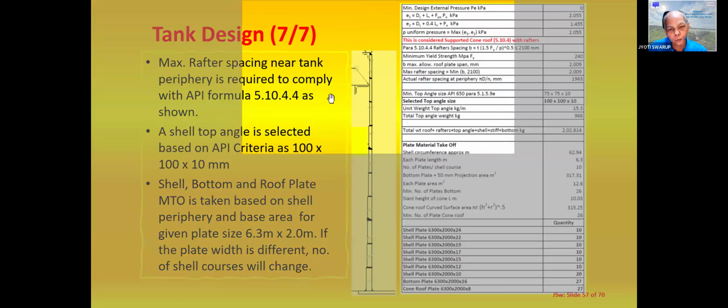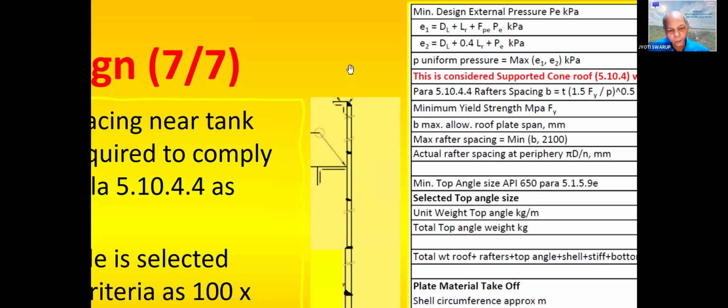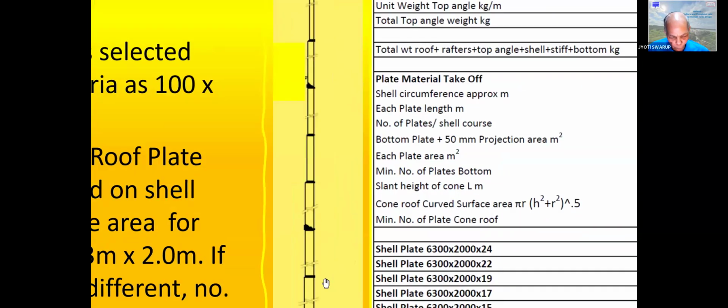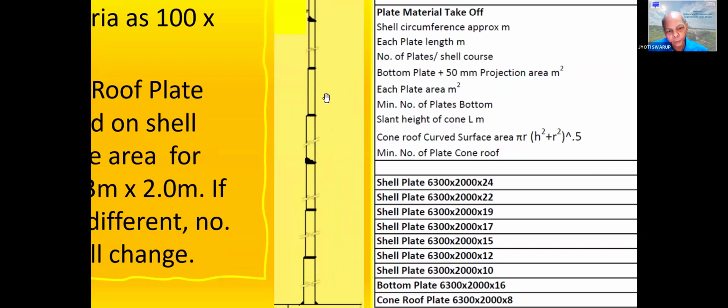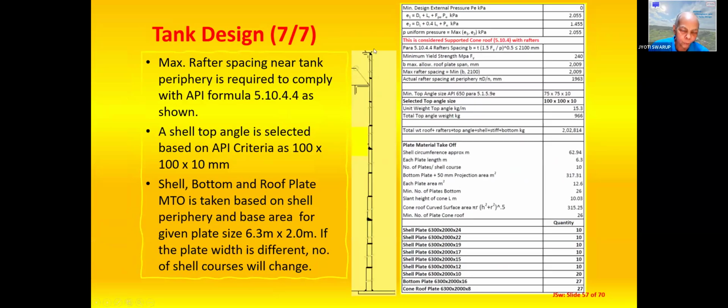This is what we call as top angle, and this is the intermediate wind girder that you see there in the tank. And tank plate thickness, you can see bottom is the thickest plate, then top is a thinner plate. As the pressure keeps on increasing at bottom, the plate thicknesses keep on changing. The shell top angle is selected based on API criteria.